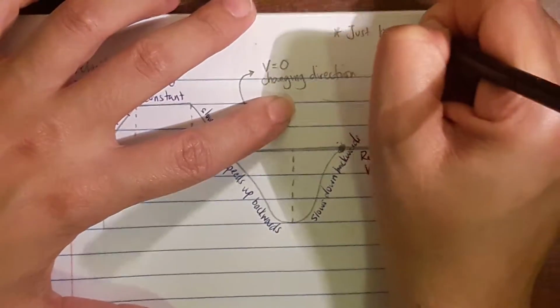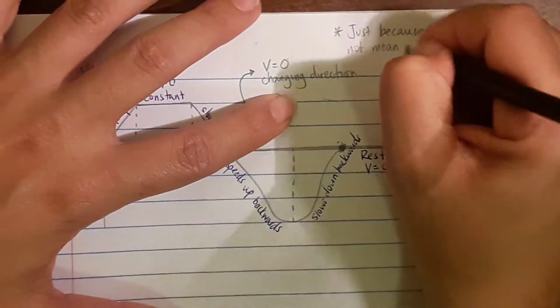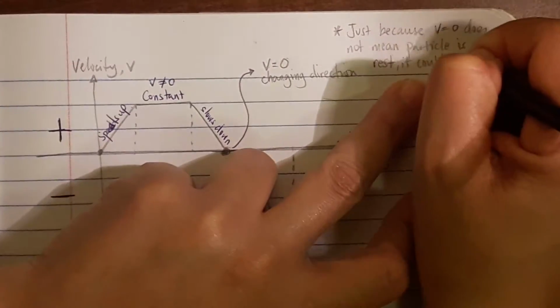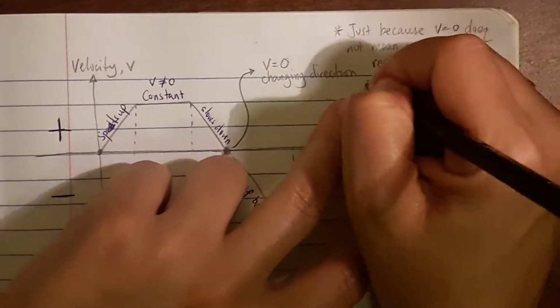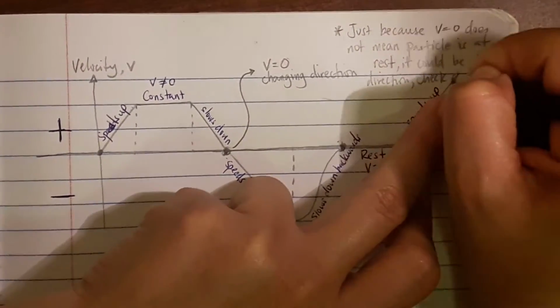So again, I want to say this again and again and again. Just because velocity is 0 does not mean the particle is at rest. It could be changing direction. Check the acceleration to see, which means take the derivative of velocity and see if it is 0 as well. If so, it's at rest. If it's not 0, then it's just changing direction.